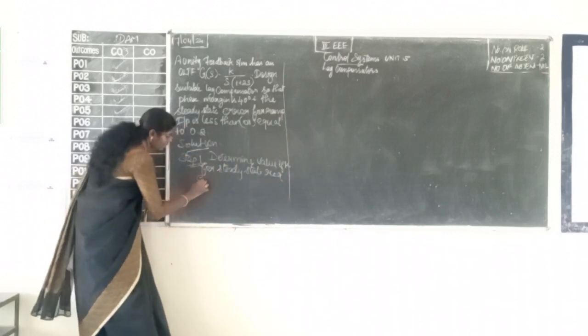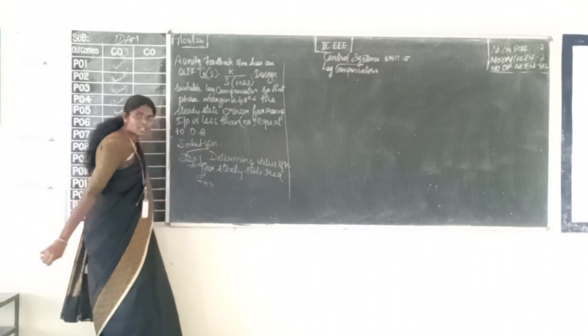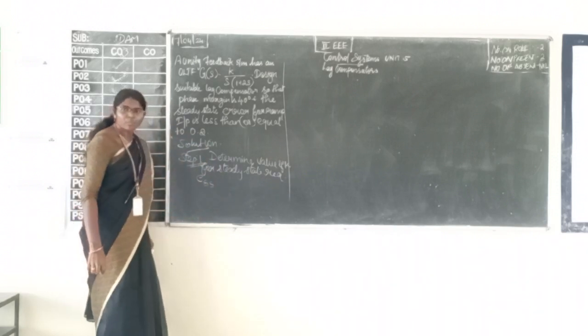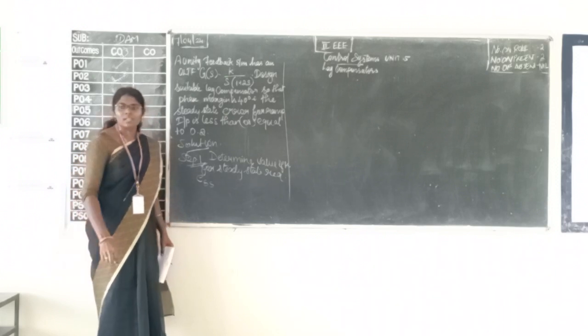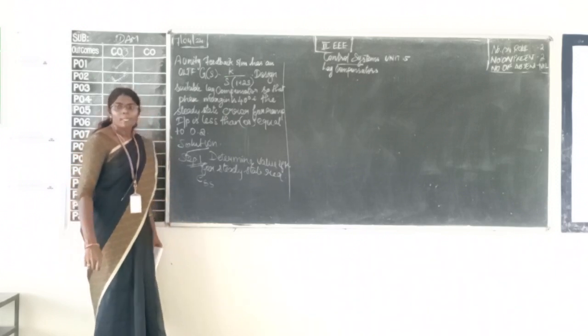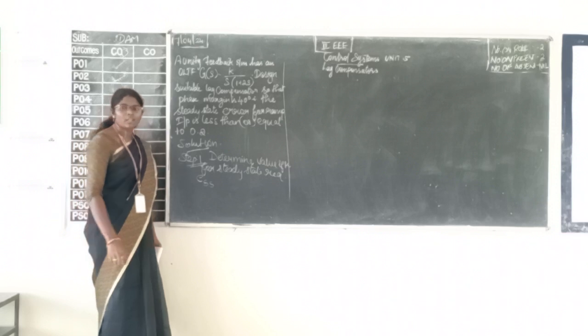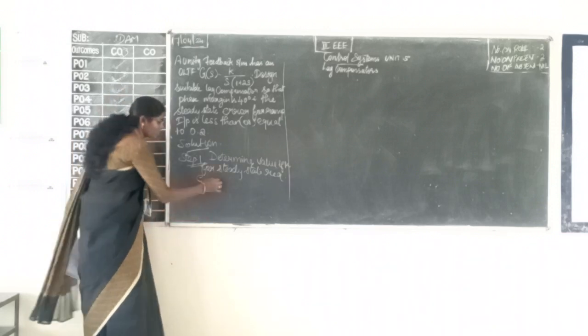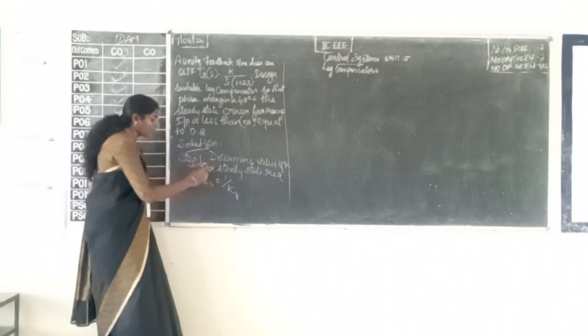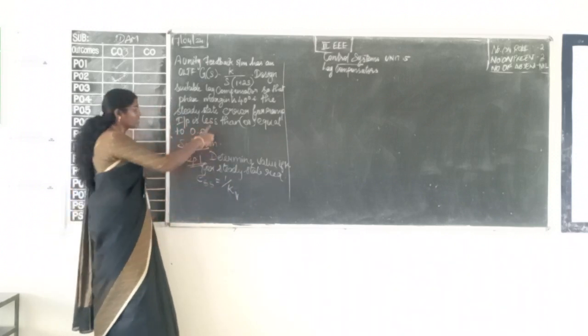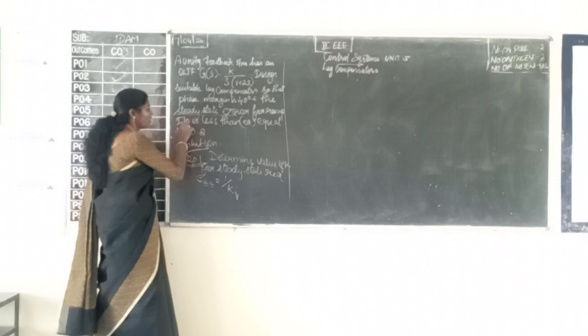What is given for the steady state requirement? The steady state error is given for a ramp input. So you know the tabular column. For a ramp input, what is the steady state error constant? That is 1 by K suffix v. And here the steady state error is given for a ramp input.